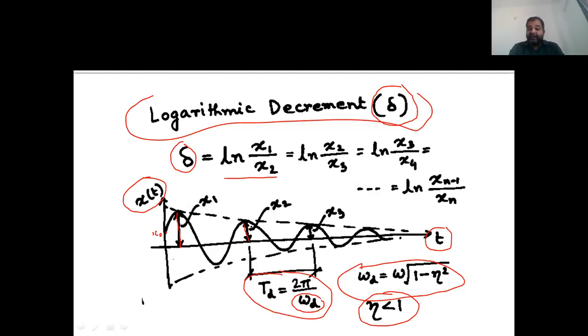Similarly, I can take x2 and x3, similarly x3 and x4, and so on up to x n minus 1 and x n. This is nothing but my logarithmic decrement as per the definition.